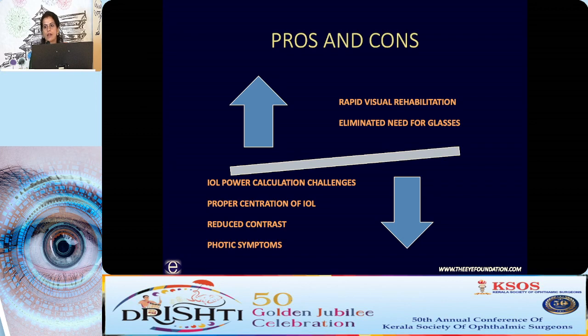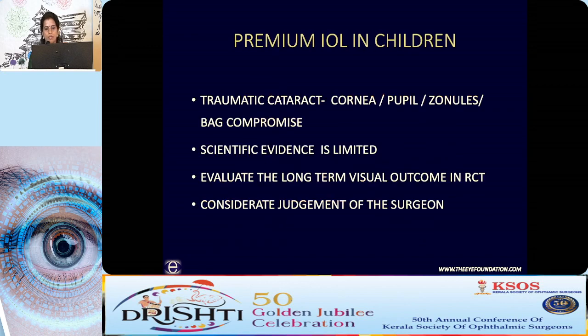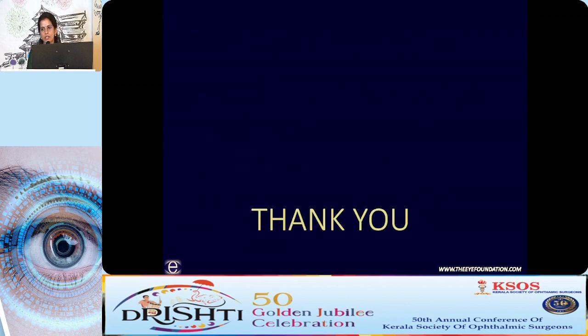So we might have to go for single piece intraocular lenses in most cases, but suppose the visual axis is clear, there is no corneal injury, it's just a blunt injury. In such cases, if we get a proper calculation, we might go in for a toric or a multifocal intraocular lens. So we need to custom make all these things for pediatric traumatic cataracts.